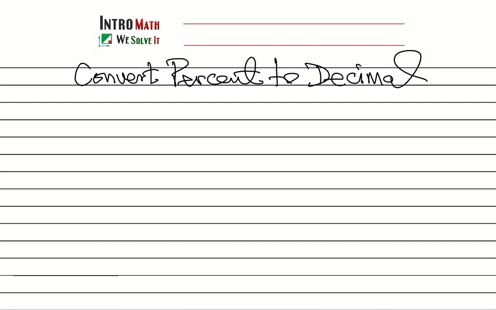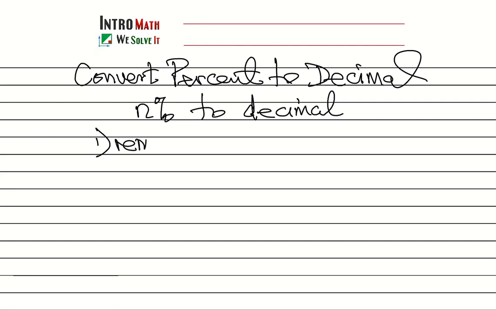All right, now let's move on. What about converting percent to decimals? Let's say we have a number n%, and we want to convert that to a decimal. The best strategy, if you follow this, you won't make a mistake. You remove the percent sign and replace it with a decimal point.